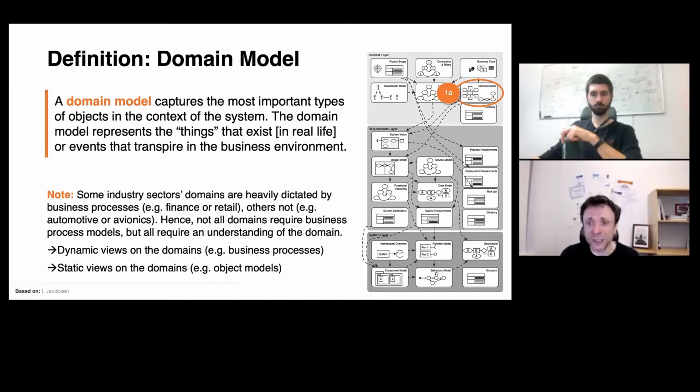Now, what is important? It's important to understand that not all domains are the same, or not all domains are represented the same way, but all domains require the same level of dedication to understanding the domains. And this is in scope of the domain model. Now, let's consider just two simple examples, first on the dynamic view and then on the static view.